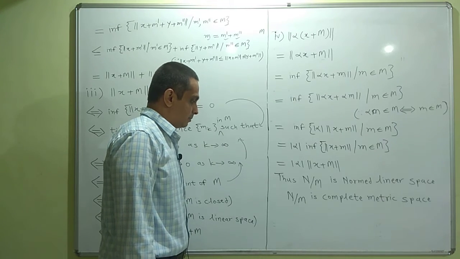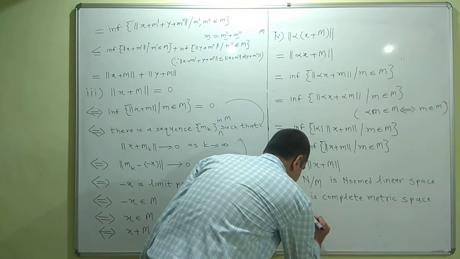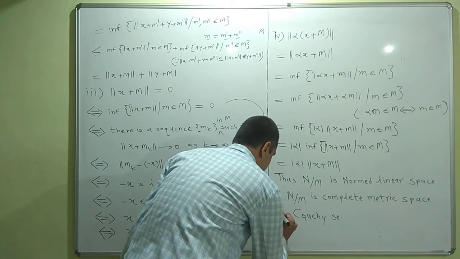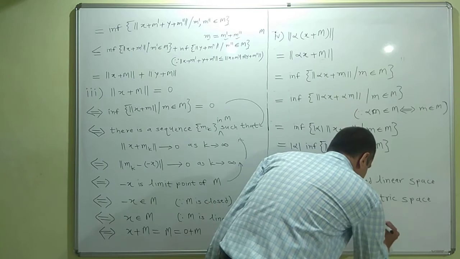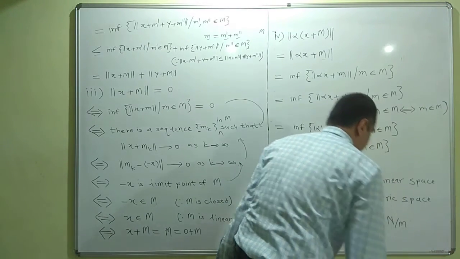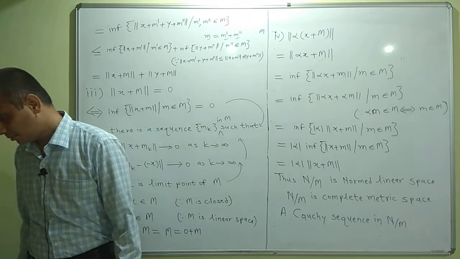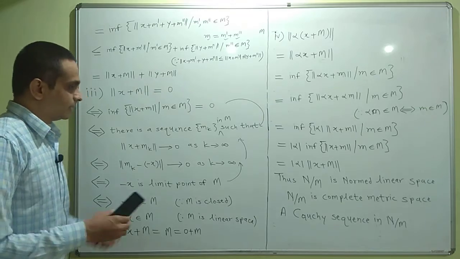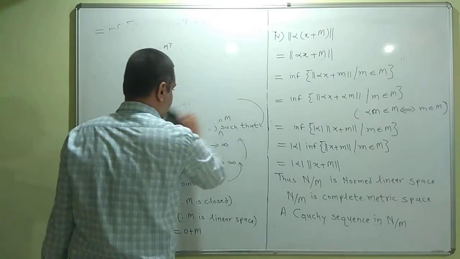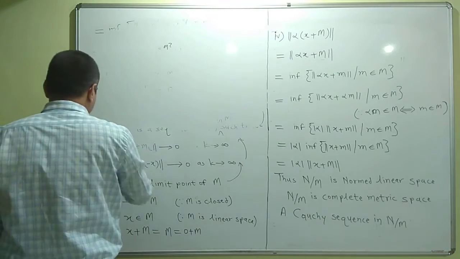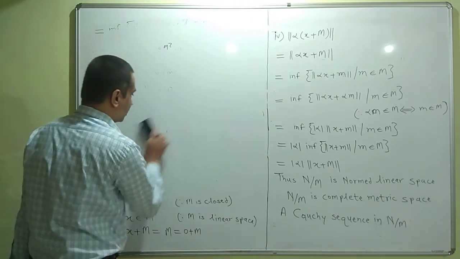So let us take some Cauchy sequence in N by M. We begin by taking a Cauchy sequence in N by M. It is easy to observe that this Cauchy sequence in N by M will have a subsequence of the form xn plus M such that the norm of xn plus M minus xn plus 1 plus M is less than 1 by 2 raised to n.